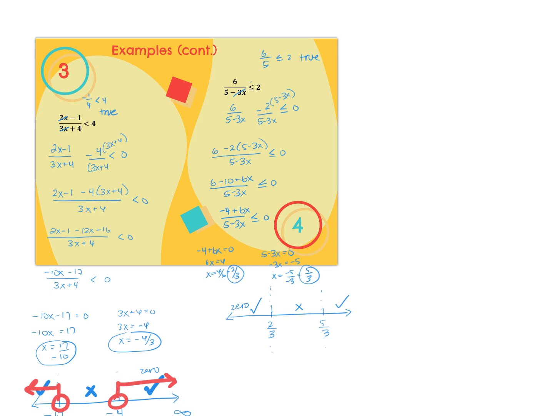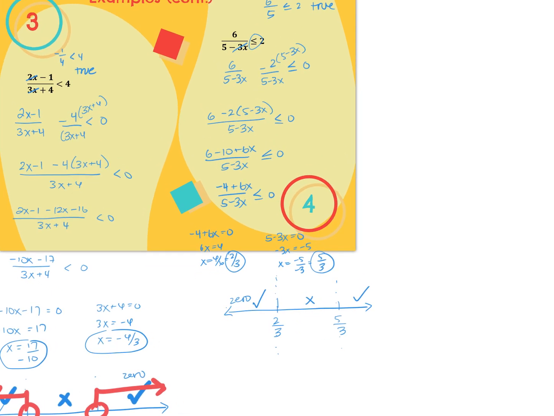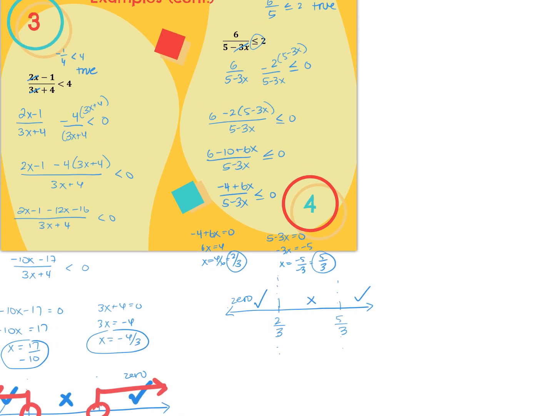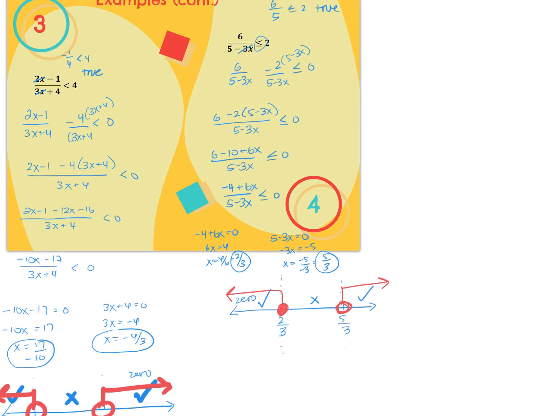This is a less than or equal to, so I know that I should have a filled-in circle here, and it should go this way, and I should have a filled-in circle here and go this way. Now you might say, well, why did you not fill in your circle? Well, again, I always have to look at my denominator, and in this particular case, I'm making my denominator equal to 0. Well, guess what? My denominator cannot equal 0.